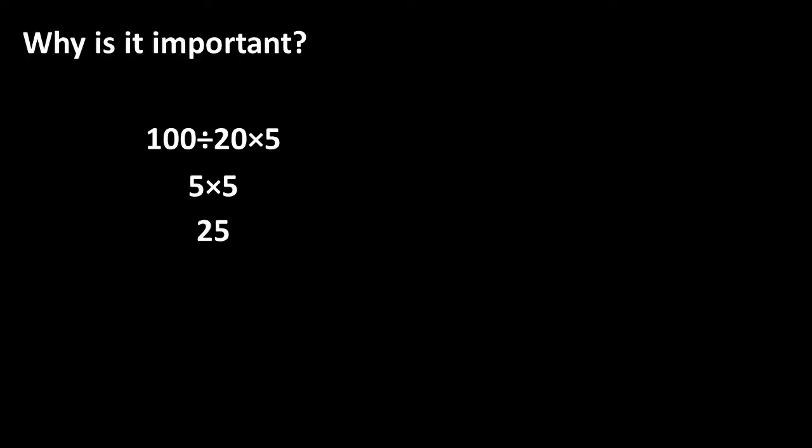But why is it important to solve it that way? Let's take the same expression and solve it by multiplying first. So 20 times 5 is 100. Divide the 100 in the expression by the answer and you'll get 1. 1 and 25 are not the same. So we solved the same problem following different steps and we got vastly different results. So the bottom line here is that you will always get an answer, but there's only one correct answer.